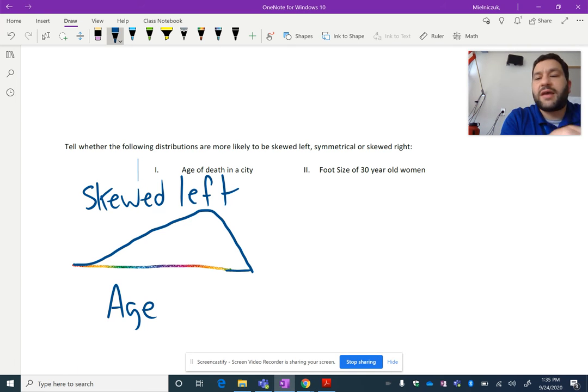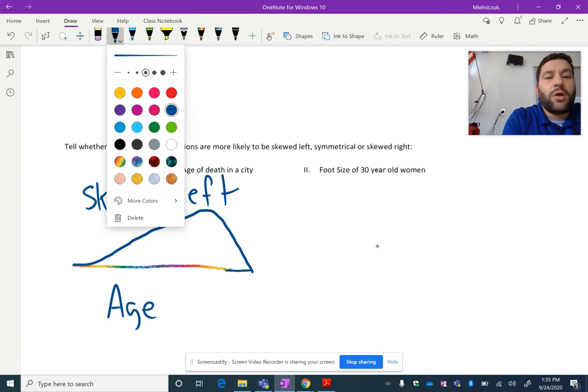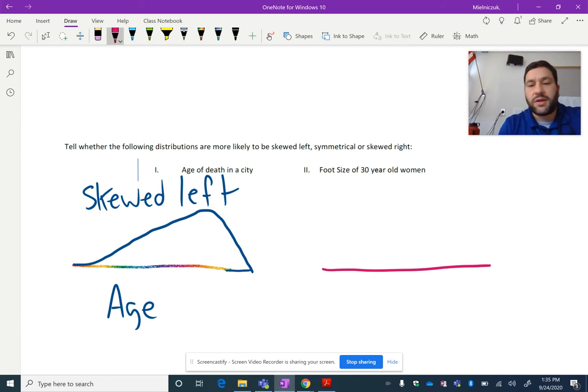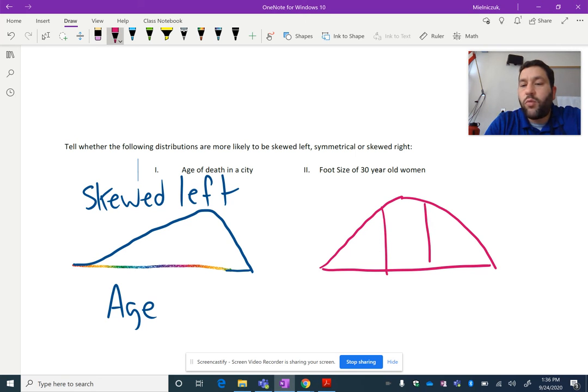What about foot size of a 30-year-old woman? Well, we know that men and women come in all different shapes and sizes, different foot sizes, and so on. But for the most part, we can say most of the foot sizes of 30-year-old women are going to be within a certain average. So here, you would be more likely to see a symmetrical graph. You're going to see a majority of women have their shoe size kind of in the middle.